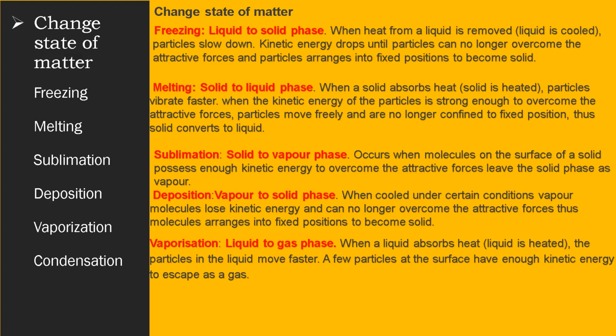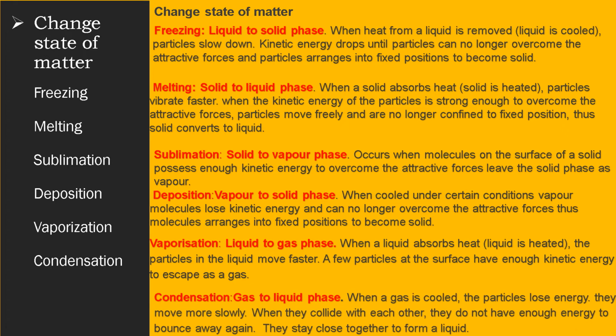Vaporization, liquid to gas phase. When a liquid absorbs heat, that is, the liquid is heated, the particles in the liquid move faster. A few particles at the surface have enough kinetic energy to escape as a gas. Condensation, gas to liquid phase. When a gas is cooled, the particles lose energy. They move more slowly. When they collide with each other, they do not have enough energy to bounce away again. They stay close together to form a liquid.